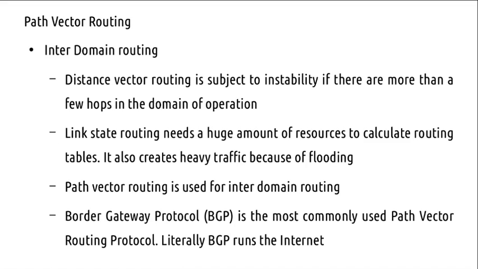BGP, Border Gateway Protocol, is the most commonly used path vector routing protocol. Now IPv6 has brought in some changes to this, but still BGP is the backbone as of now. We may have more competitive protocols in the future, but as of now BGP works well for most networks.